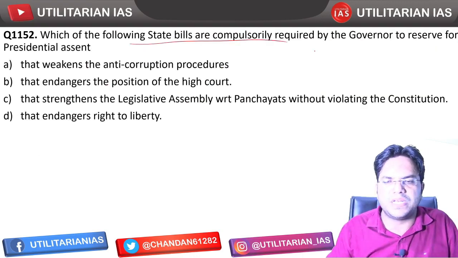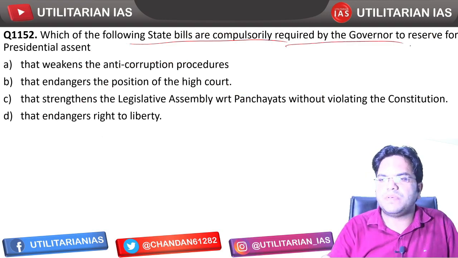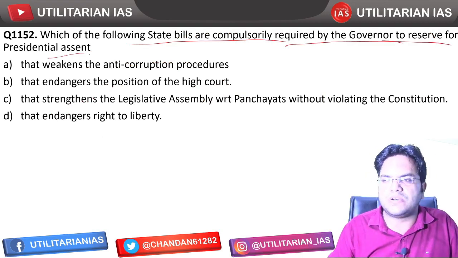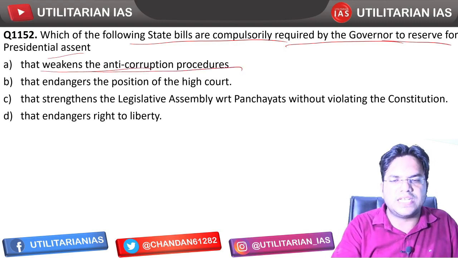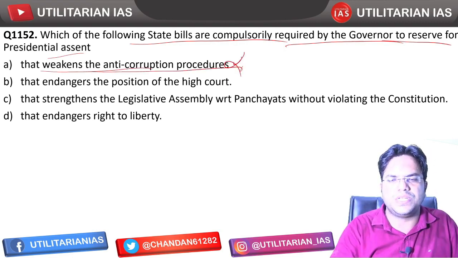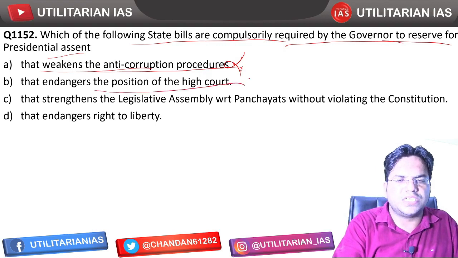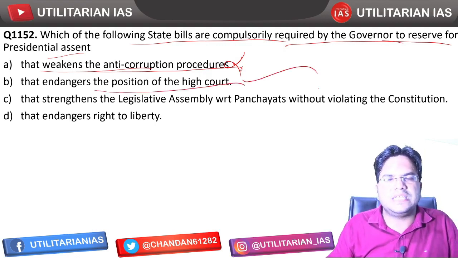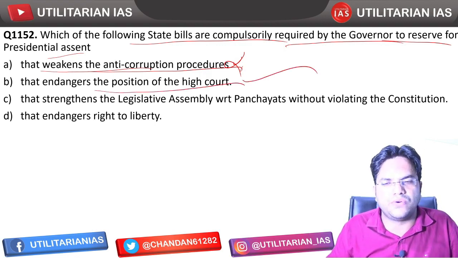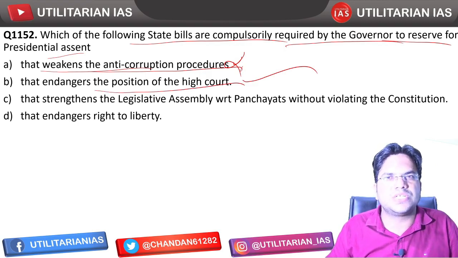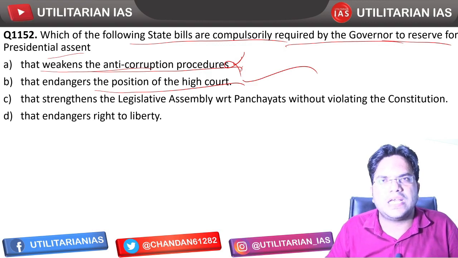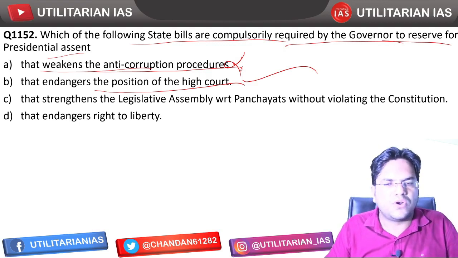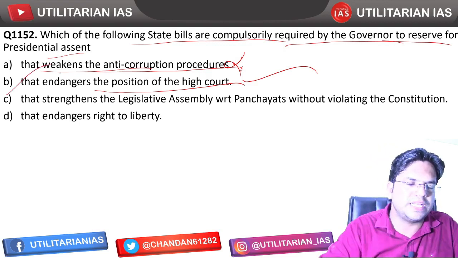Which of the following state bills are compulsorily required by the governor to reserve for the president? Any law that weakens the anti-corruption? No, this need not be reserved, right? That endangers the position? Yes. If any bill is endangering the position of the high court, any such state bill that has been passed by the state legislature, those kind of bills have to be reserved by the governor for the president's approval. So B is going to be the right answer.